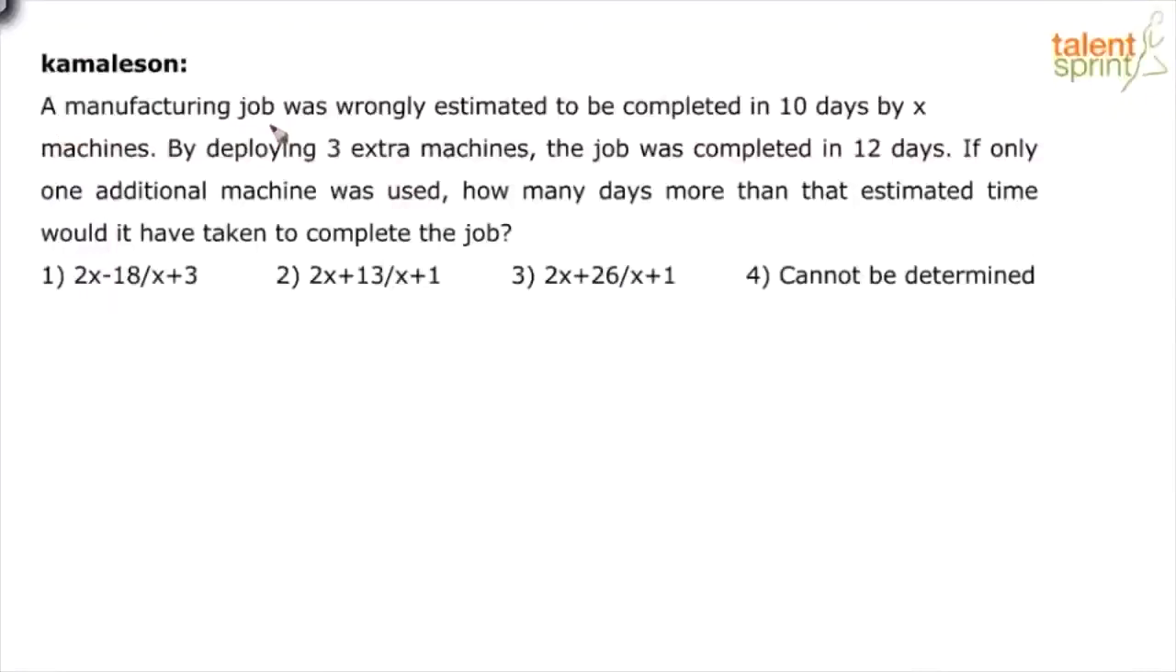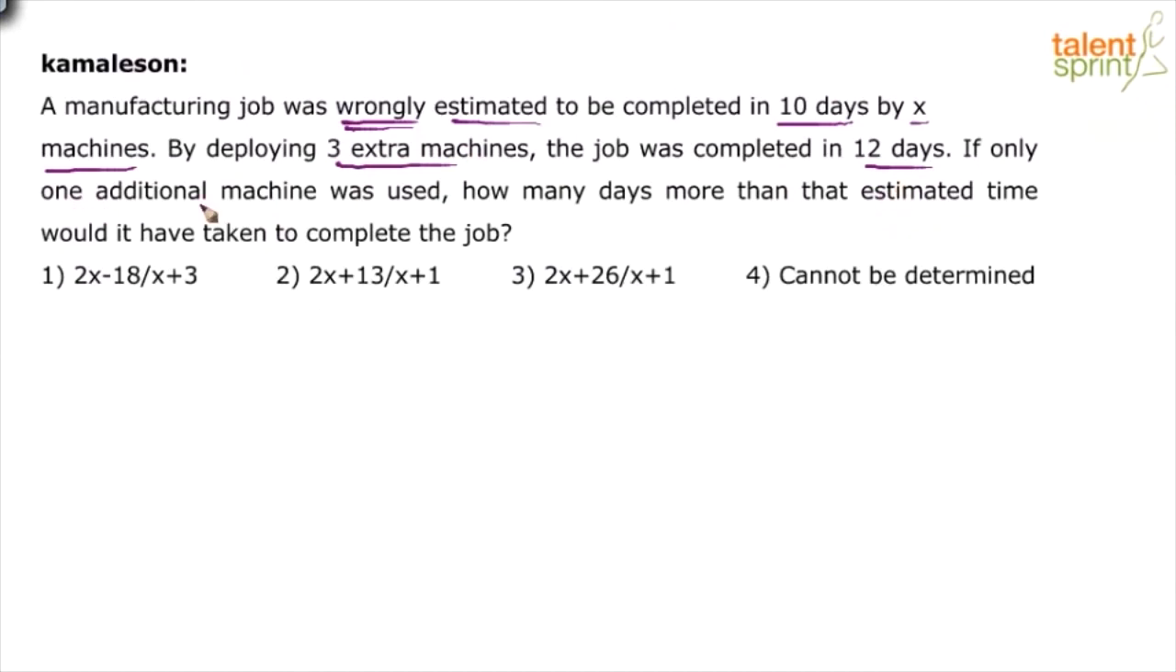A manufacturing job was wrongly estimated to be completed in 10 days by X machines, right? So very clearly there were X machines and it was estimated. And remember, it was wrongly estimated that it can be completed in 10 days by X machines, which means actually it cannot be completed in 10 days, right? By deploying 3 extra machines, the job was completed in 12 days. So when they use 3 extra machines, they could complete this job in 12 days. So instead of X, they have used X plus 3 and they could complete the job in 12 days.